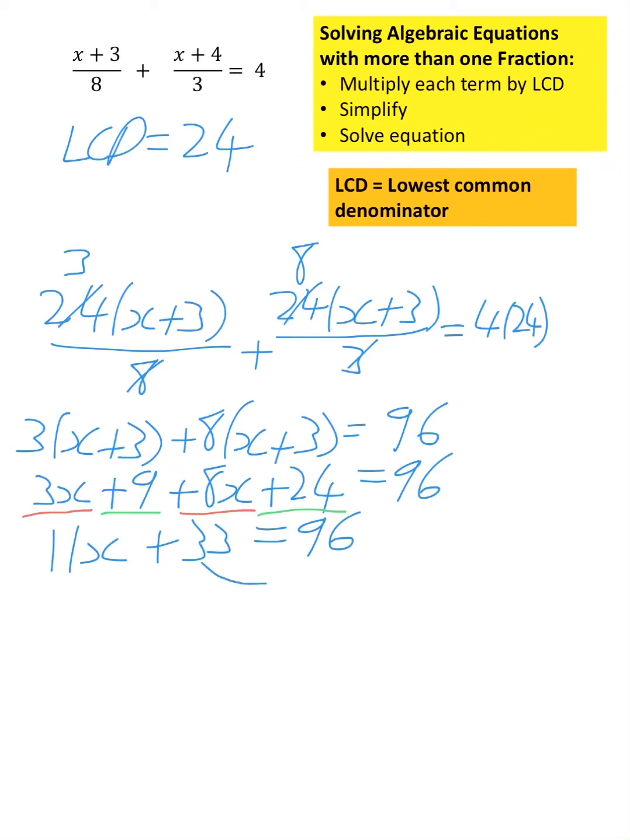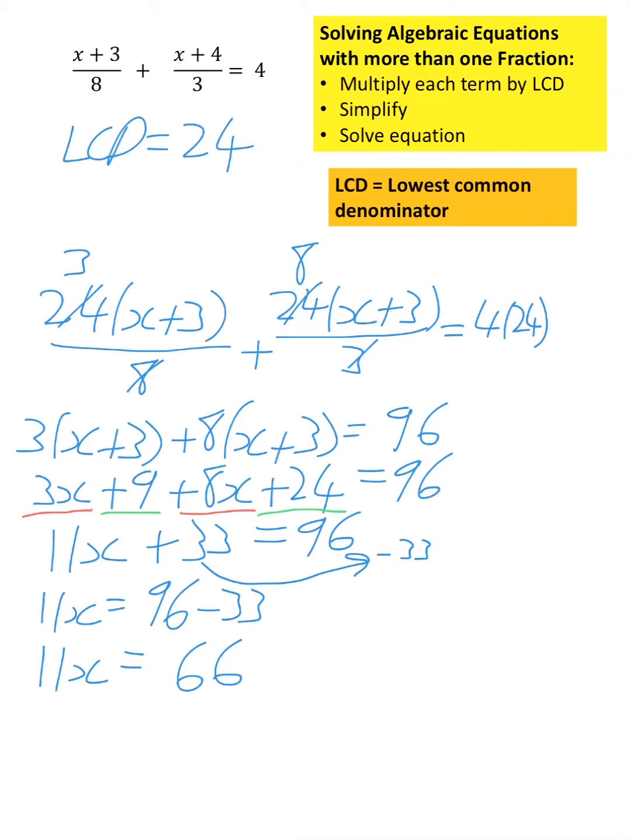Okay, so let's bring the 33 to the other side. Then it will become minus 33. So we have 11x is equal to 96 minus 33. So we have 11x is equal to 66. So always divide by the number in front of x. So x is equal to 66 over 11. So x is equal to 6. And that's the answer. Okay, let's do one more.